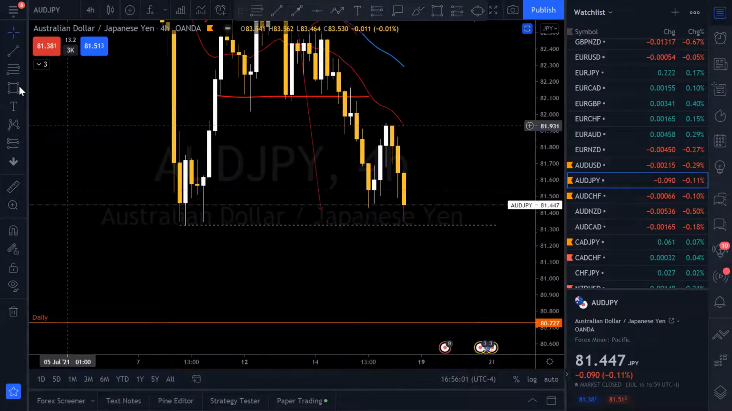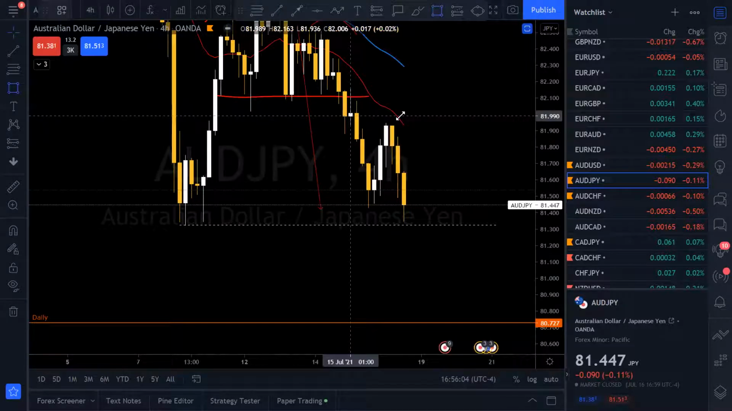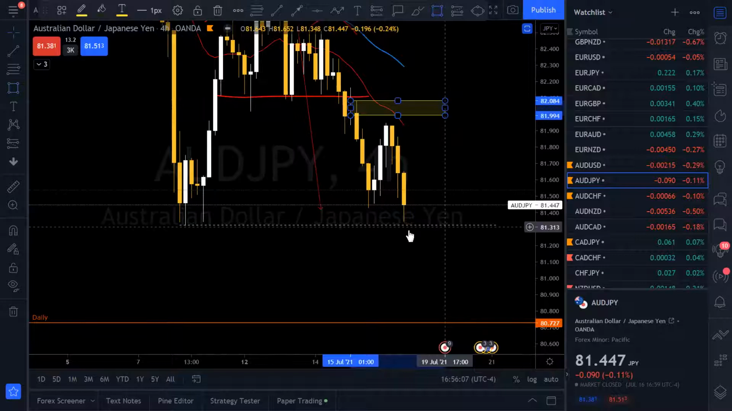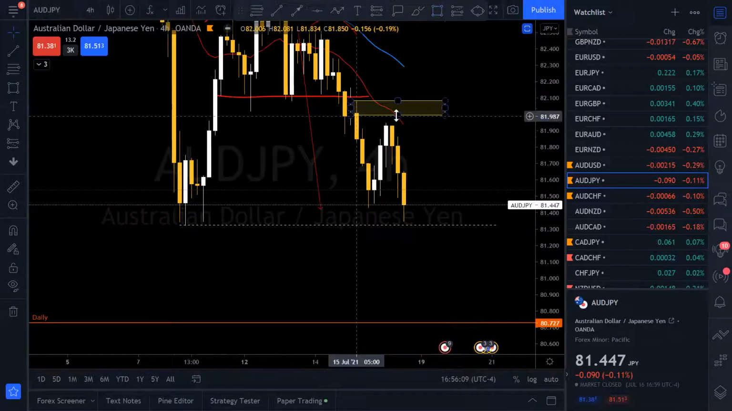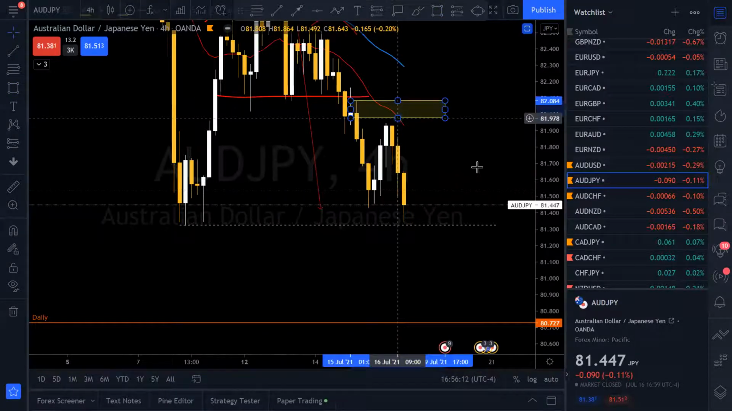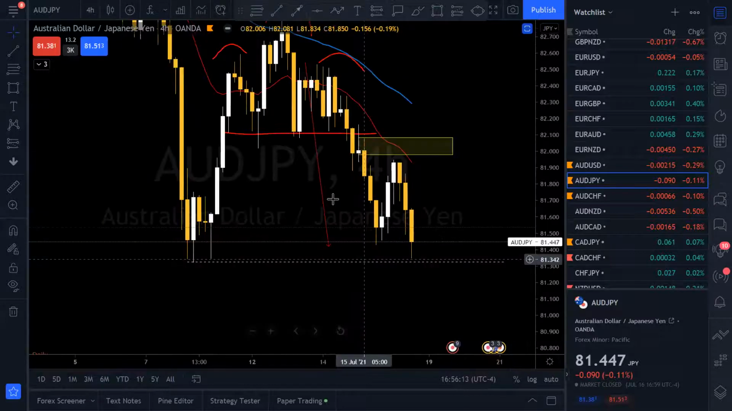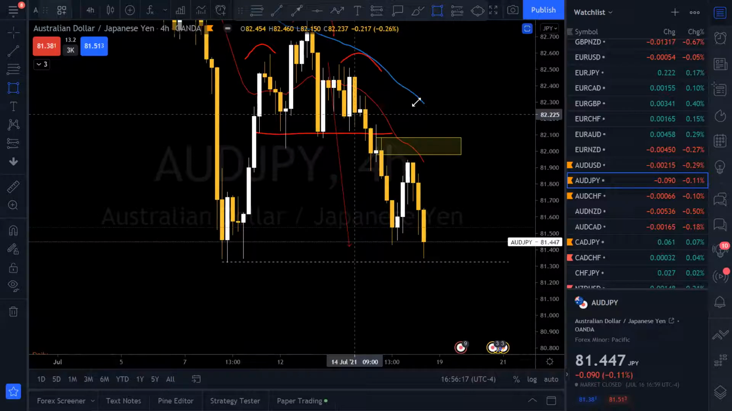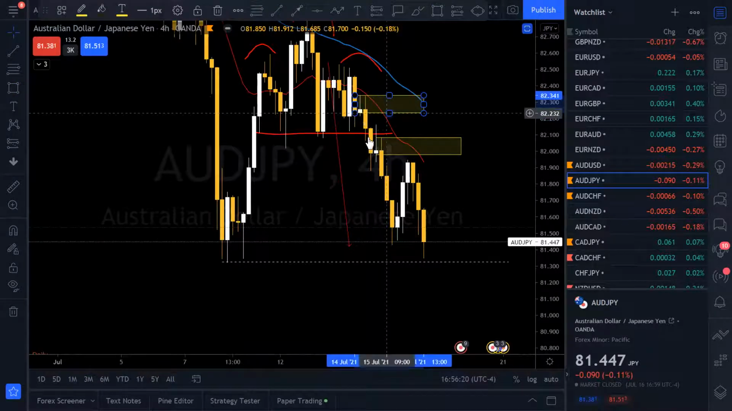Now I want you to notice we had a bearish order block here. And that was respected. And we had a bearish order block there. And that was respected. It didn't even make it back for a full retest. But this one did.